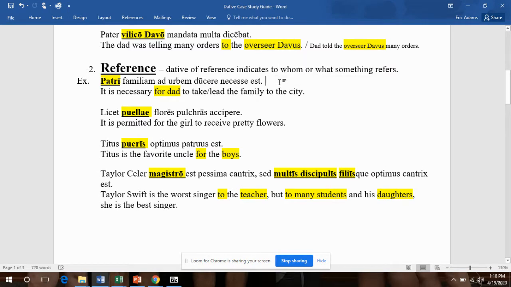Infinitives are not just verbs that do not have a subject, it is actually a noun. And so when you say it is necessary for the dad to lead the family to the city, you could say the act of leading the family to the city is necessary for the dad.